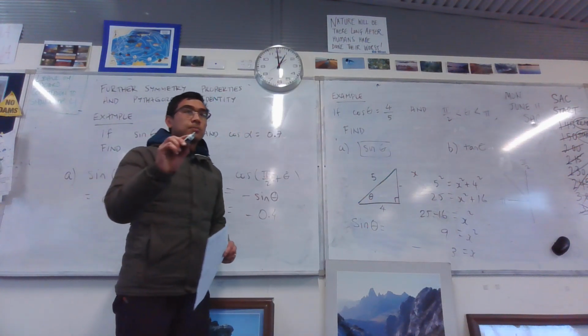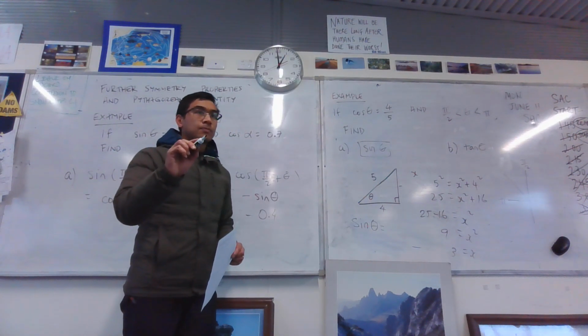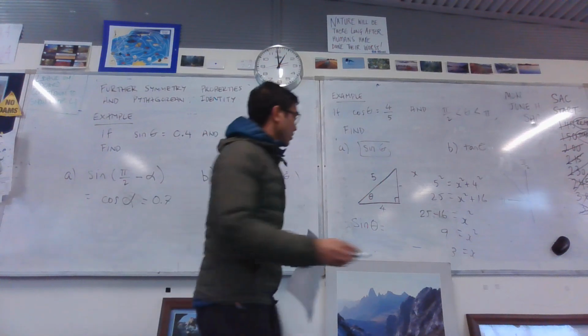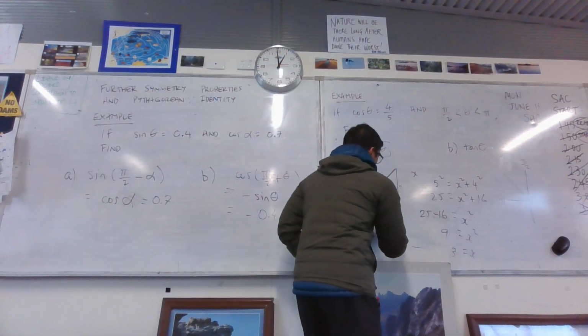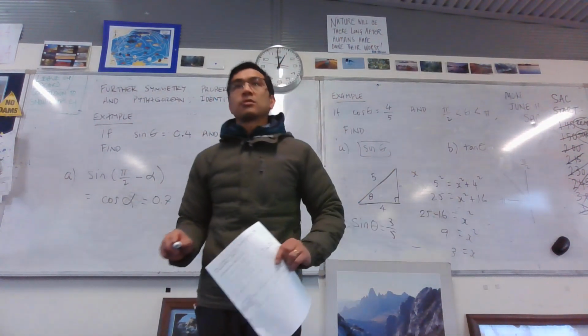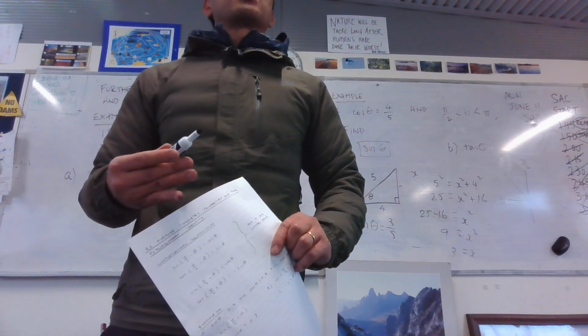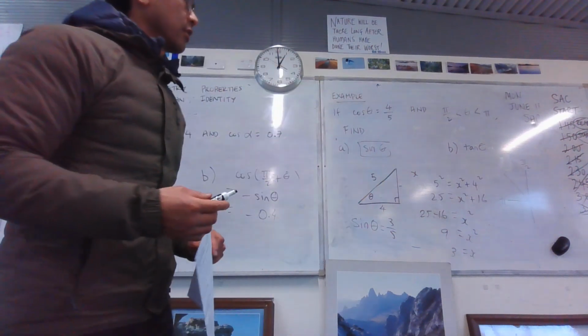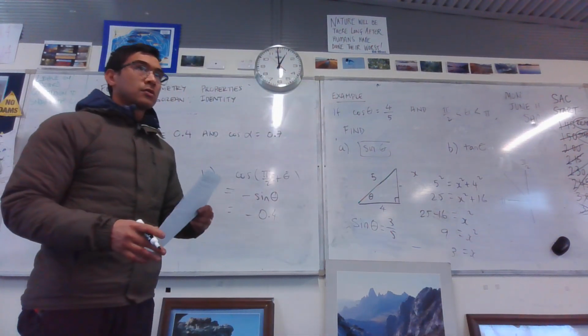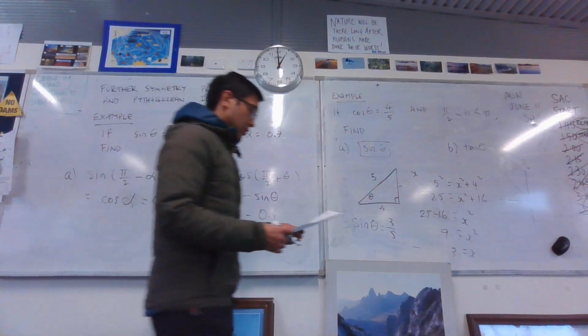what's my answer, Maya? 3 and 5. You just grab the opposite and your hypotenuse. Okay? That's how we do that one. Any questions? Okay.